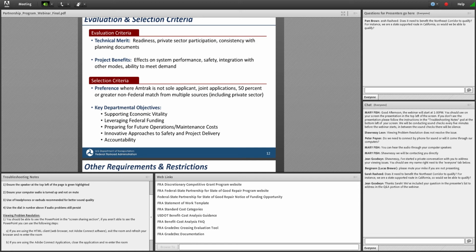Selection criteria are specified there. The one preference I don't think I covered previously is there is also selection preference for applications where Amtrak is not the sole applicant. So applications where Amtrak's not the sole applicant, as well as applications from multiple eligible applicants trigger the selection preference. And then you can see the departmental objectives that we'll also look at during selection.